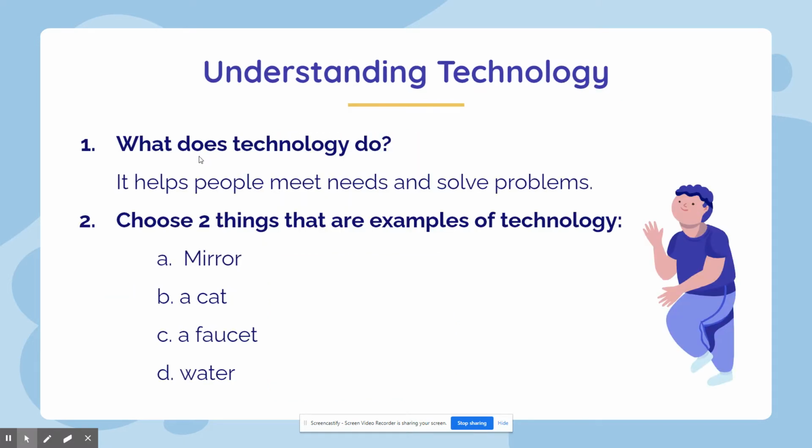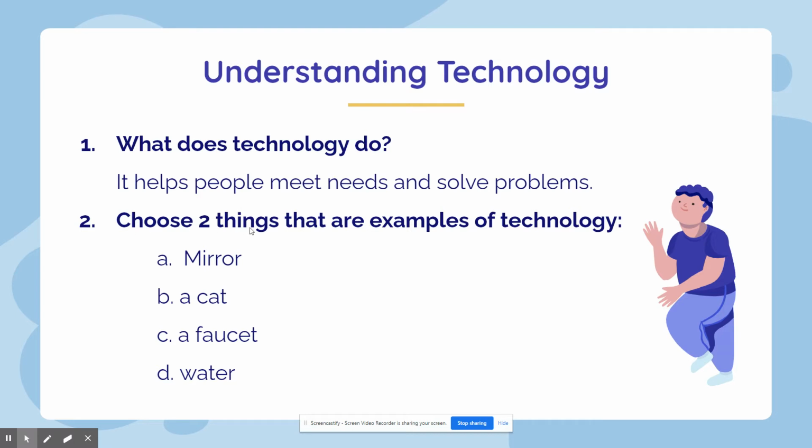So let's see, understanding technology, we have these questions, right? And we're going to discuss them in class. And question number one says, what does technology do? And this is really important for us to understand. Well, technology helps people meet needs and solve problems. So whatever it is that we need, technology is there to make it easier for us and to help us solve those problems.